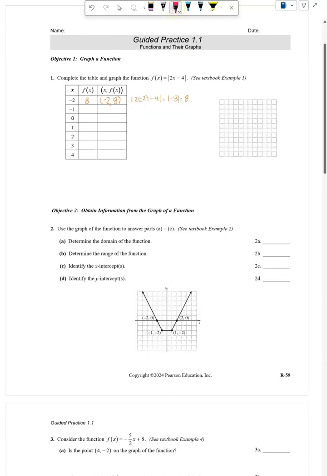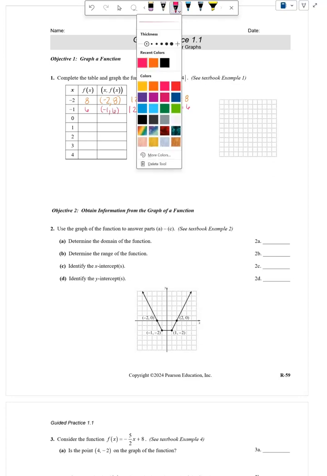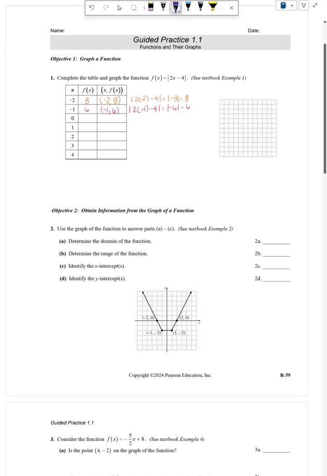So for our -1, we're going to have the absolute value of 2 times -1 minus 4. That's going to give us the absolute value of -6, which again is going to be a positive 6. Ordered pair -1, 6. Now we're going to plug in 0. So 2 times 0 minus 4 gives the absolute value of -4, which is 4.